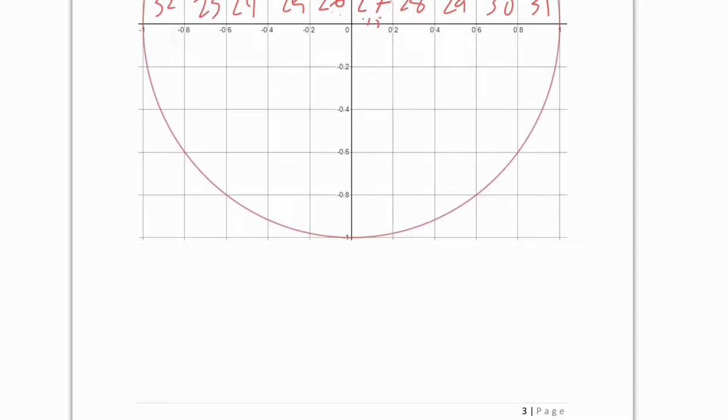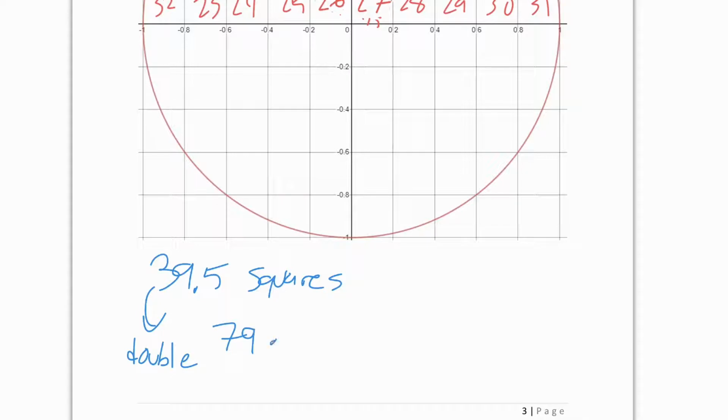So I'd say I had 39.5 squares. So I've got to double that up because I had a whole circle. So 39.5 times 2 will be 79. Times 79 by 1/25, because that's the area of each square. So 79/25, which, if you put it as a decimal, is, believe it or not, 3.16.